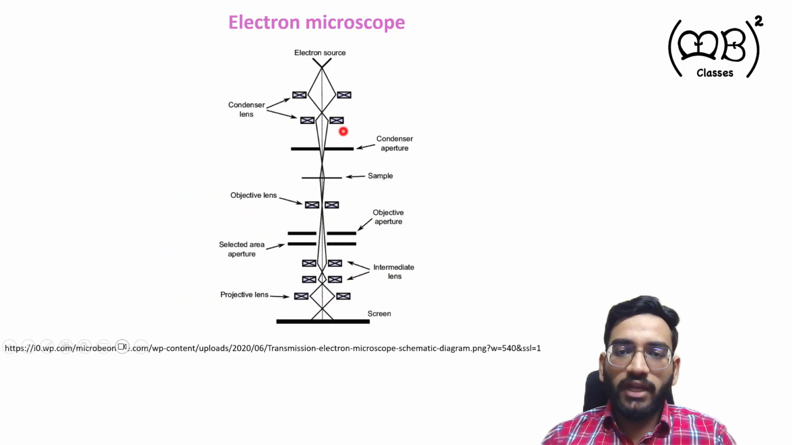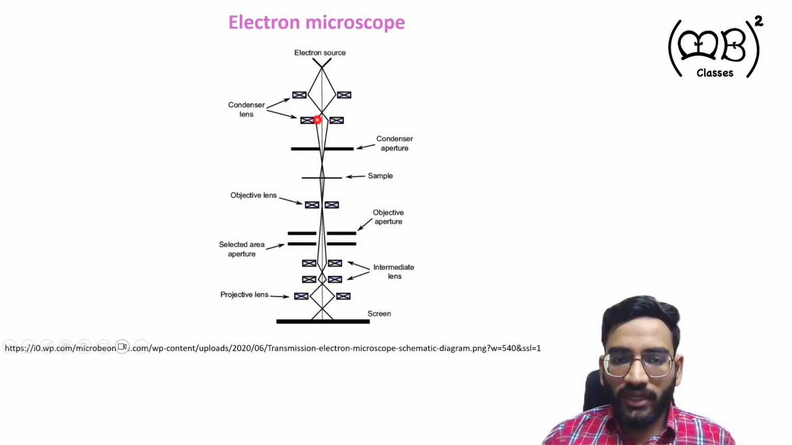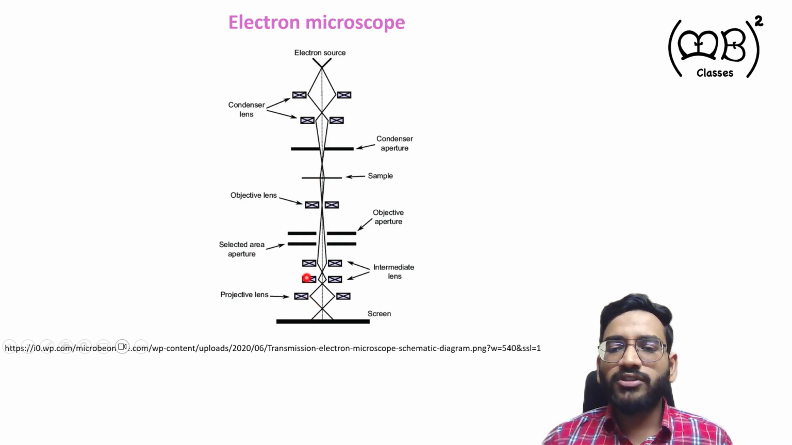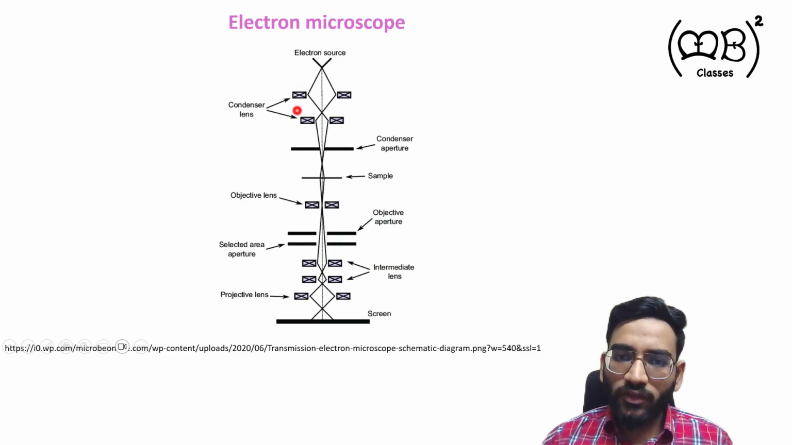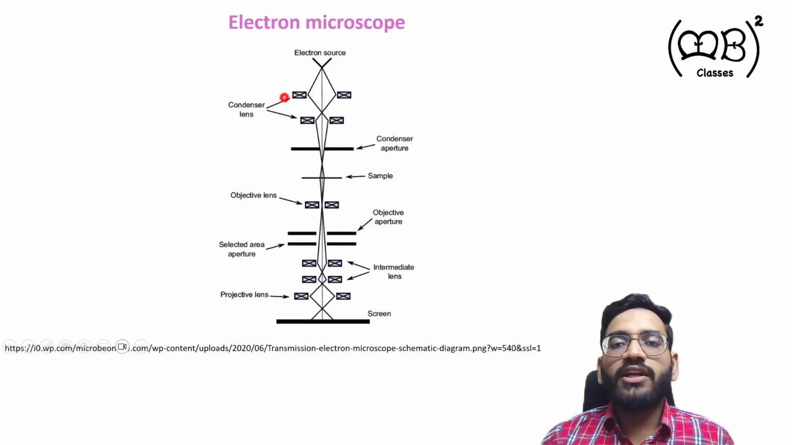Now comes the electron microscope. In the electron microscope, instead of the lenses, which are the condenser, the objective lens, or the projective lens, whatever lenses are there, instead of the lenses, these are electromagnetic coils.